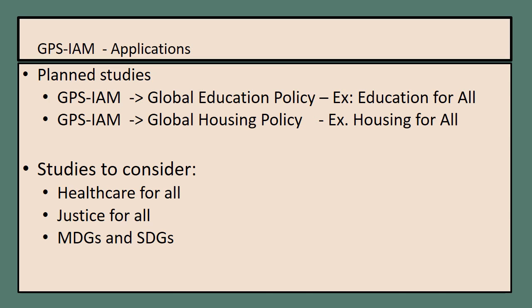So the possible applications of planned studies are, as I said, global education policy on its own, such as education for all. Another independent study could also be global housing policy, or housing for all. However, as I said already, we want to do those 2 independent studies and then share them collaboratively to compare the similar patterns of change of the institutions of those 2 public services. Other studies to continue are healthcare for all, justice for all, MDGs and SDGs, and global policy related to all of those campaigns.